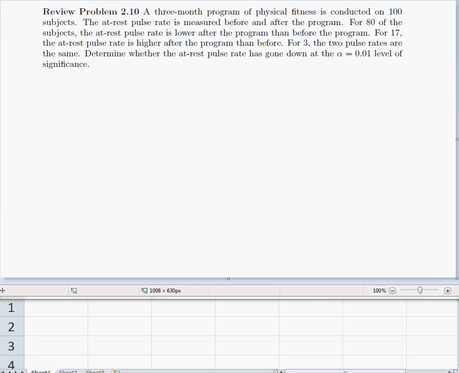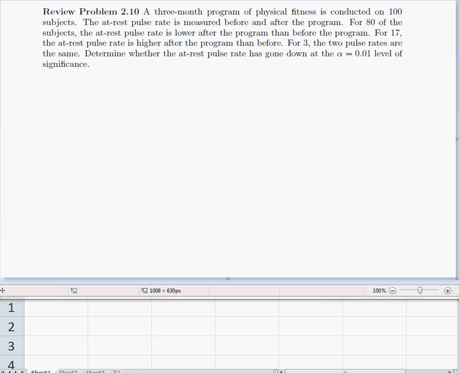We now turn to the next hypothesis testing problem. We have a physical fitness program on 100 subjects. For 80 of the subjects, after doing exercise, the pulse rate goes down. For 17 of the subjects, the pulse rate went up. And for 3, the pulse rate stayed the same. Determine if the pulse rate has gone down at the 1% level of significance.